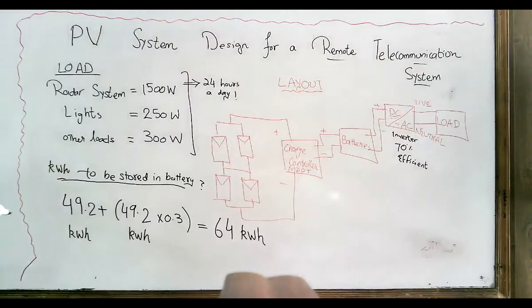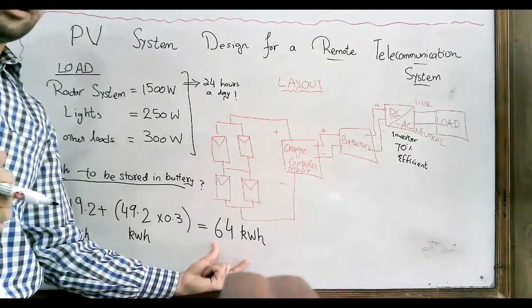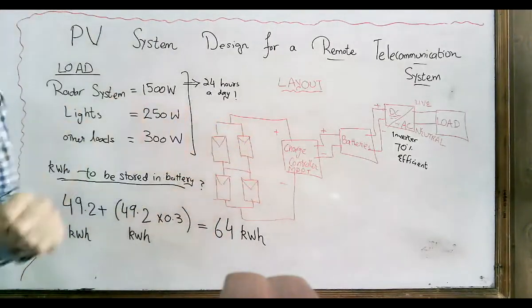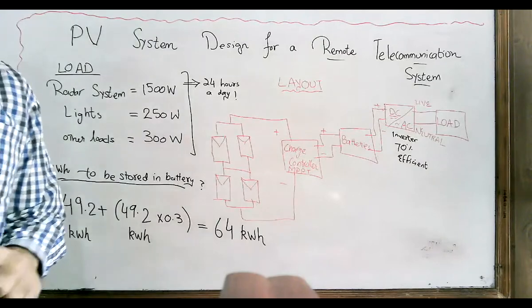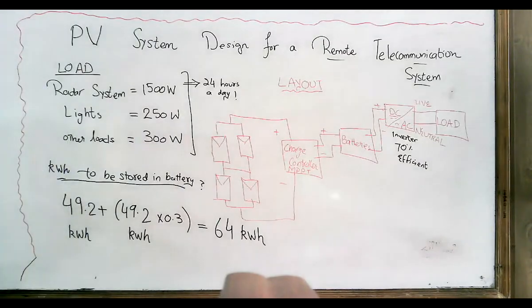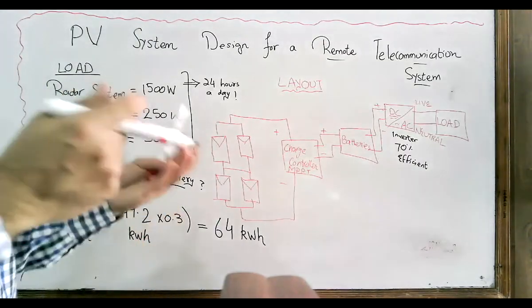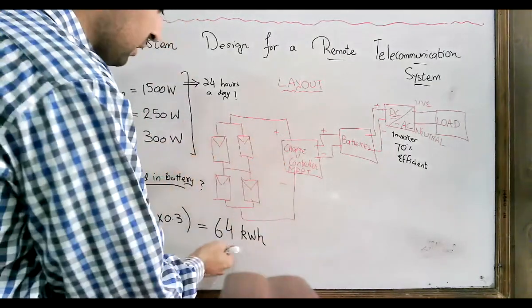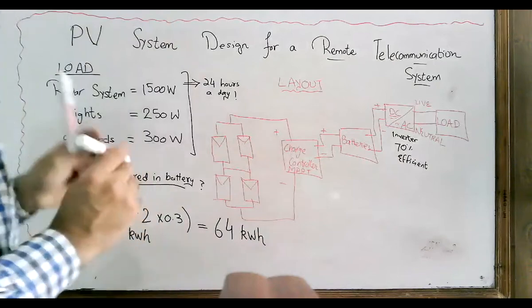Okay, so it means that we need 64 kilowatt hours from our PV panel each day. How much energy we require from the sun, or sorry, from the PV panels, is 64 kilowatt hours.